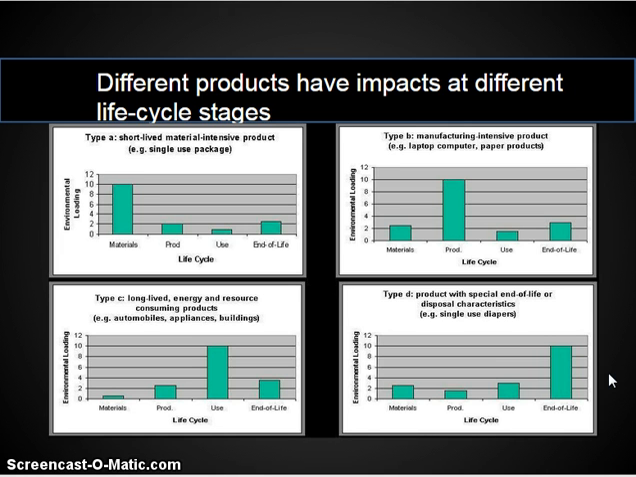Then you look at diapers, disposable diapers. They don't take much in the way of materials, production impact, or use, but they accumulate. You can get thousands of diapers per kid per year. So you multiply this times all the kids in the world, and you see how landfills are filling up with these disposable diapers.